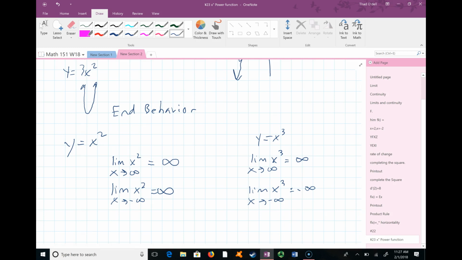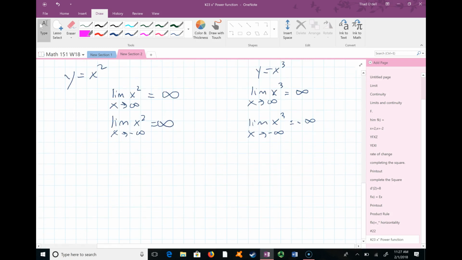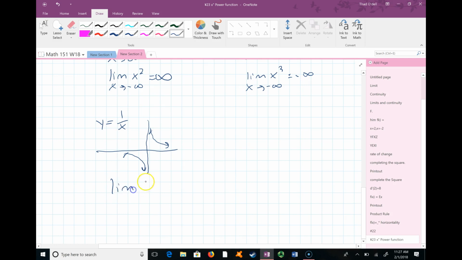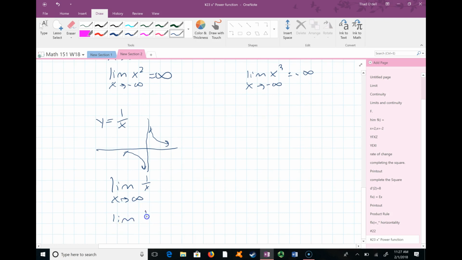Now, for comparison, if we took a function like y equals 1 over x, this is not a polynomial, but just for comparison to what we just talked about, we know the graph looks like this. This is just so you understand the behavior a little better. The limit of 1 over x as x approaches infinity, and the limit of 1 over x as x approaches negative infinity.